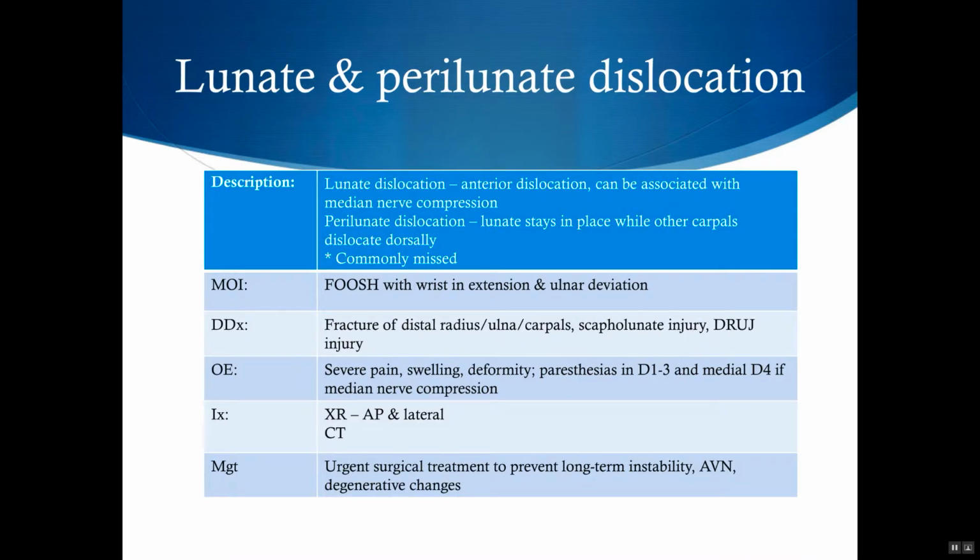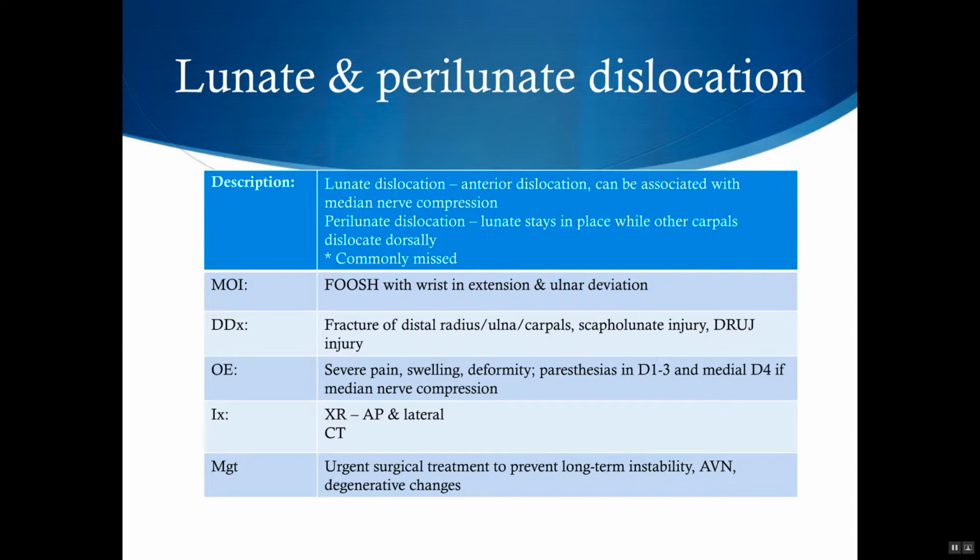Lunate and perilunate dislocation aren't seen as commonly in sport medicine because they're associated with high energy trauma. But when they do occur, they're frequently missed, and they need urgent surgical treatment to prevent long-term instability, avascular necrosis, degenerative changes, and nerve compromise. The mechanism is impact with the wrist in extension and ulnar deviation, and you should suspect it in contact sport athletes with wrist swelling and decreased range of motion.